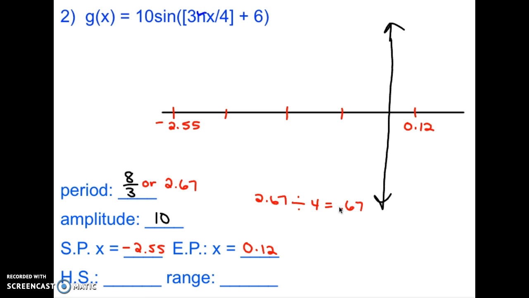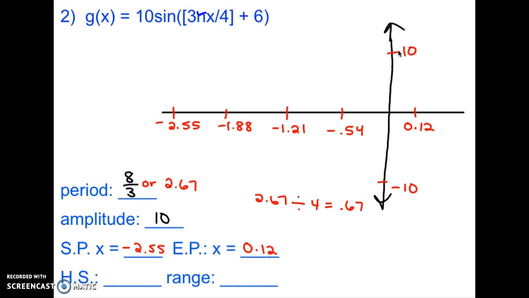So that is what I'm going to add each time to get from one x value to the next. I went ahead and wrote up, if I added 0.67 each time, what the x's should be. You should get something close to 0.12 if you add it all the way through. It may be a little bit off. I know my amplitude in this case is 10, so this is going to go up to 10 and down to -10. So all I need now is my pattern.